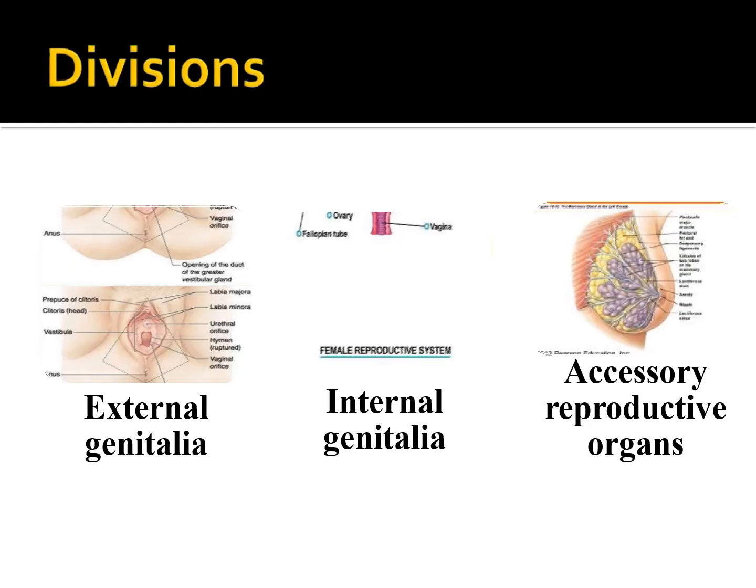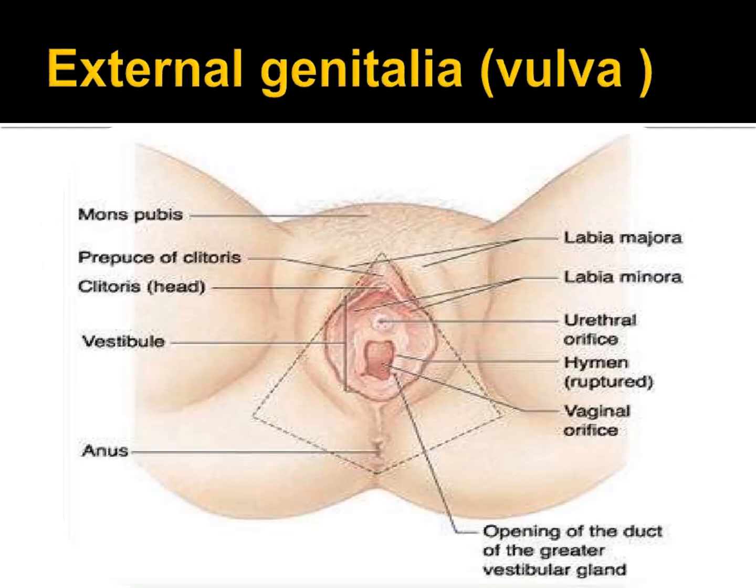If you look into the anatomy of the female reproductive system, we can see that it is divided into external genitalia and internal genitalia, and it includes accessory organs of reproduction also. Now let us see the external genitalia, internal genitalia and accessory organs of reproduction. The external genitalia or vulva contains the mons pubis. This area is the mons pubis, and it contains the clitoris, vestibule, anus, labia majora, labia minora.